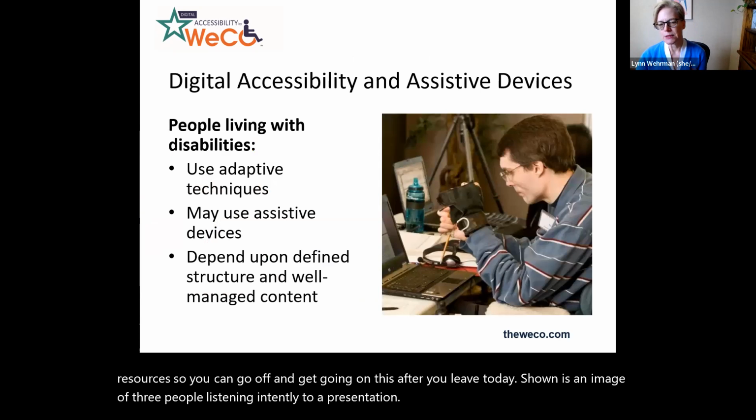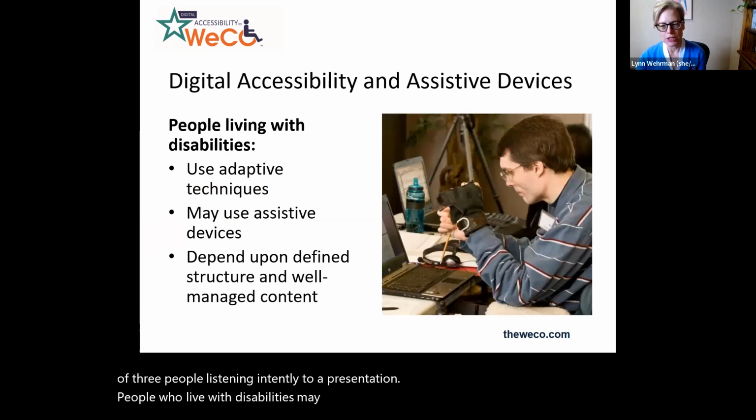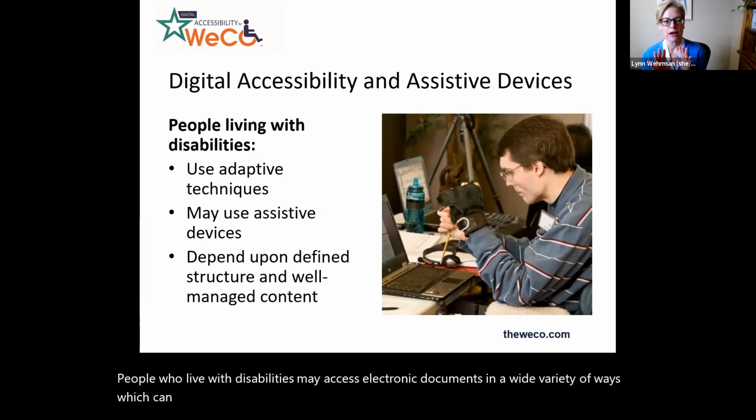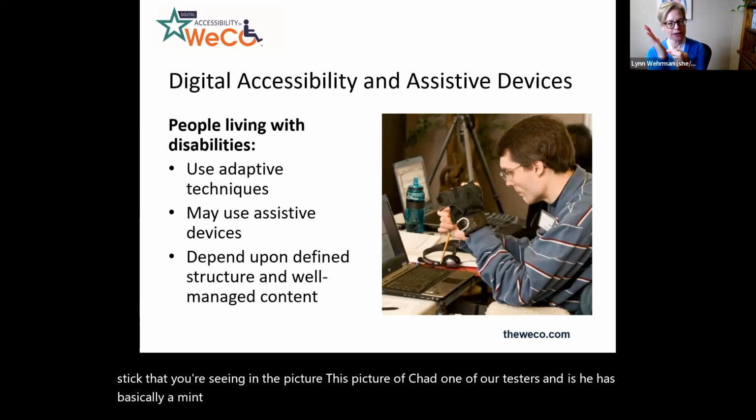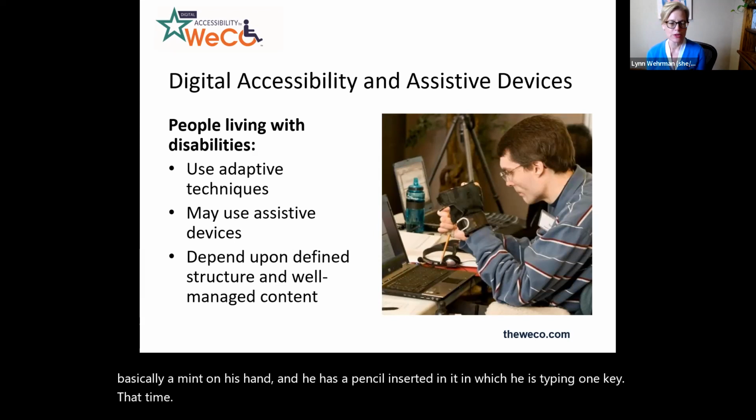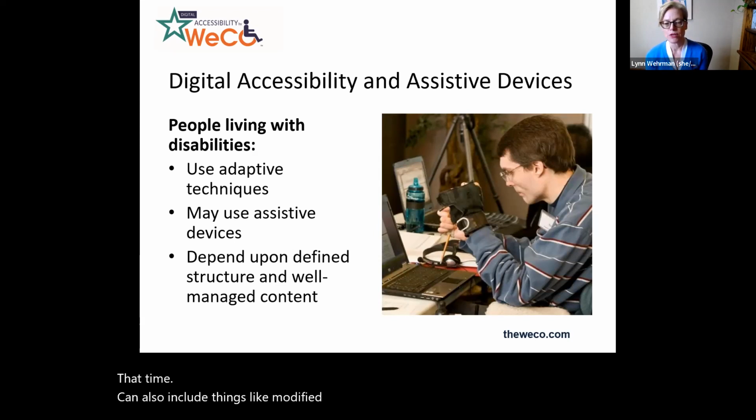People who live with disabilities may access electronic documents in a wide variety of ways, which can include using assistive computer devices or adaptive devices, such as the pointer stick that you're seeing in the picture, this picture of Chad, one of our testers. He has basically a mitt on his hand, and he has a pencil inserted in it with which he is typing one key at a time. Can also include things like modified mouses, keyboards, screen readers, and speech recognition software.